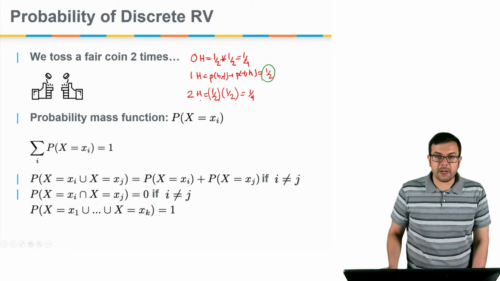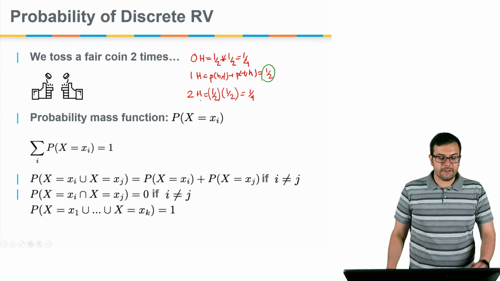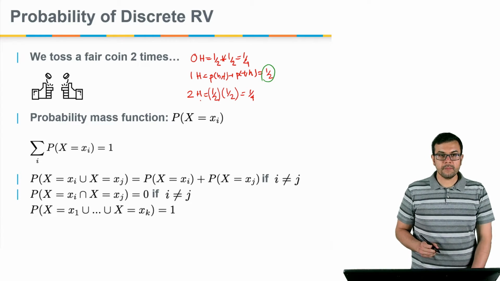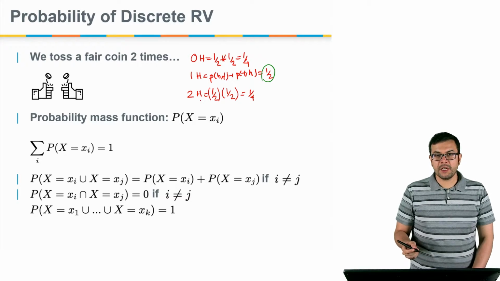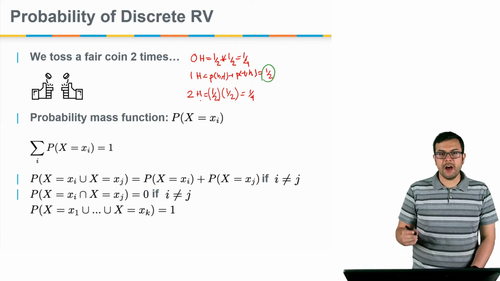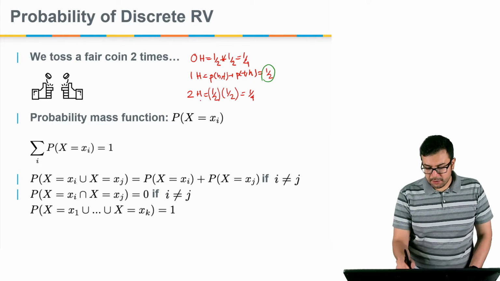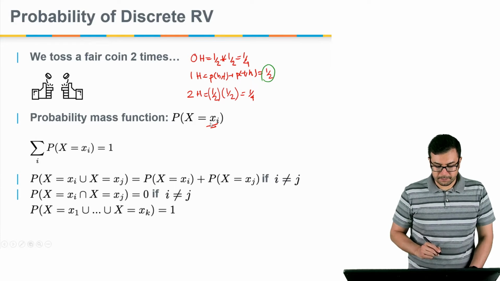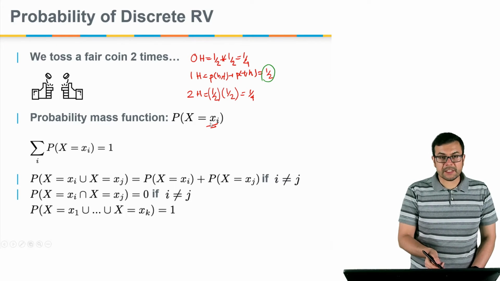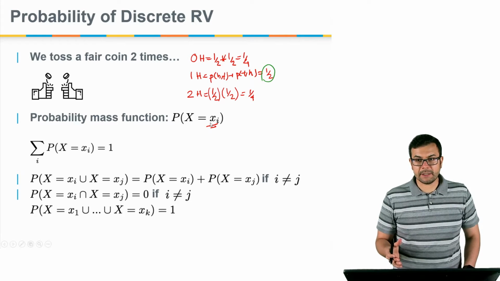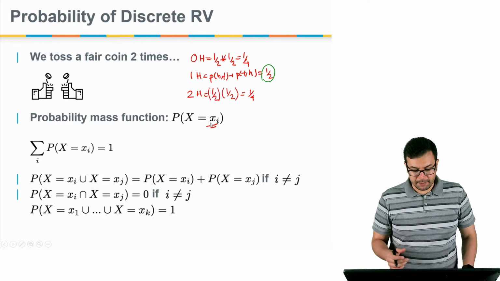To calculate the uncertainty better, we define probability mass function. Probability mass function is a function that calculates the probability of event X becoming a specific value xi. Needless to say, the sum of all the probabilities for different events in the state space has to be 1.